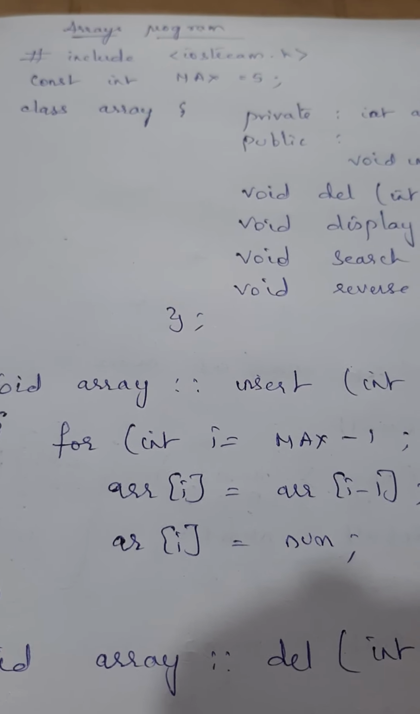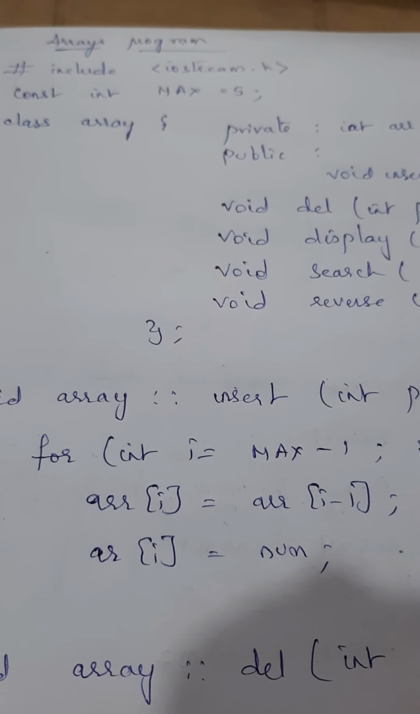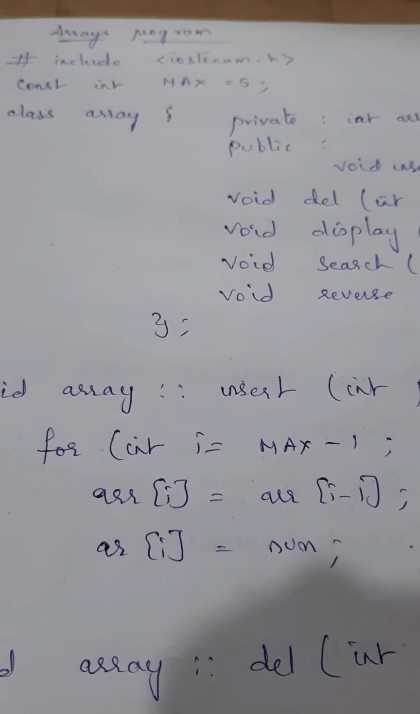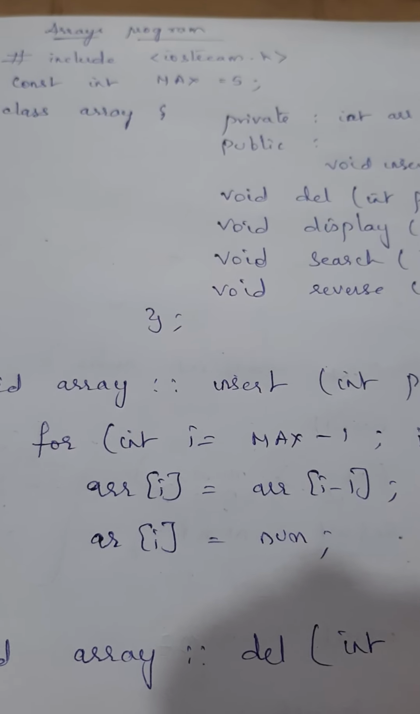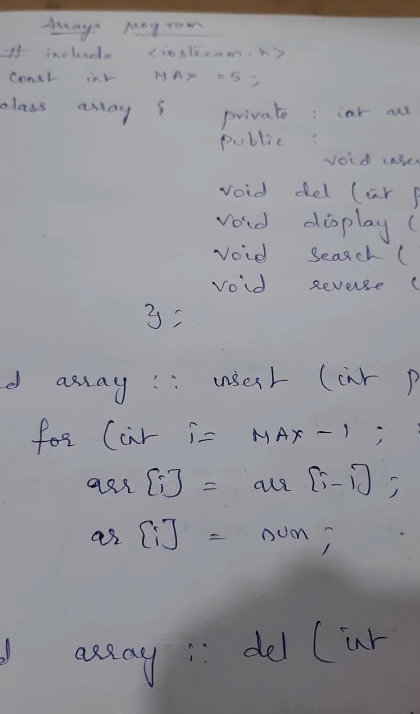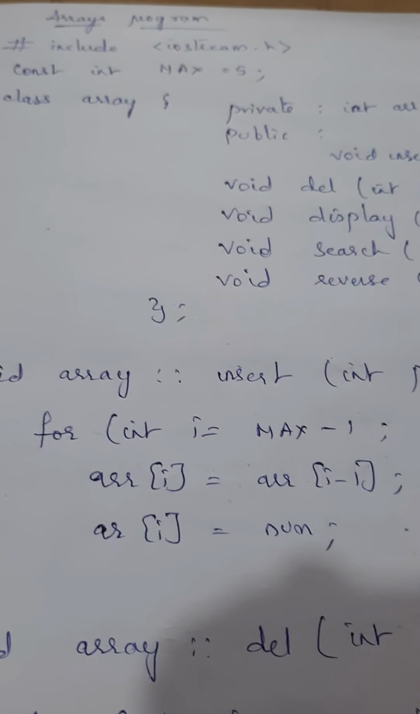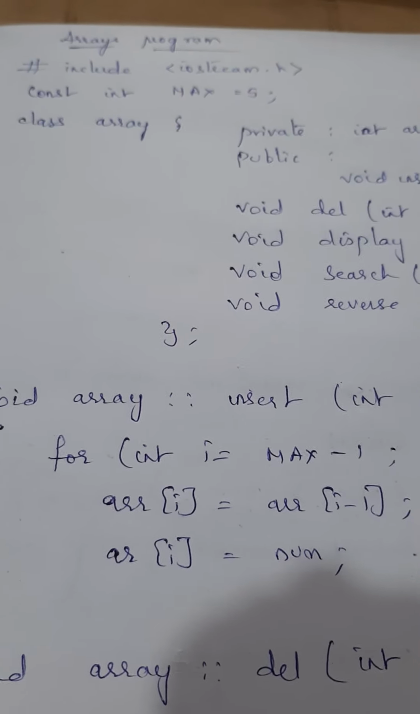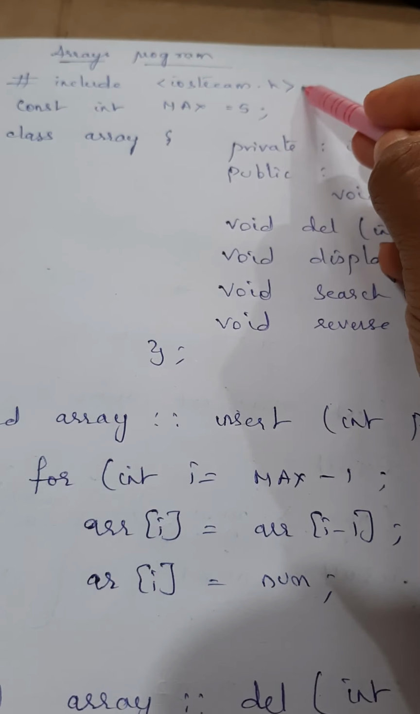Okay, now this is the second program, the arrays program. I think you also have this program in your notes. So I just wanted to explain how you are going to perform with the arrays program, how to dry run the arrays program. So here what we are doing, we are taking #include <iostream.h>.